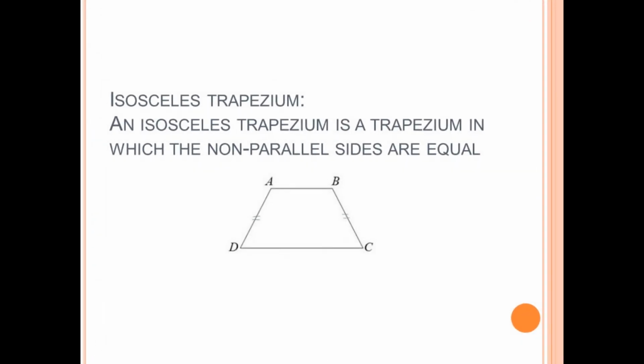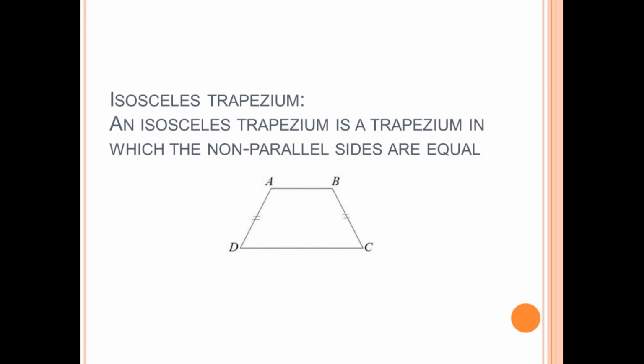Isosceles trapezium. An isosceles trapezium is a trapezium in which the non-parallel sides are equal. What is an isosceles trapezium? An isosceles trapezium is a kind of trapezium. A trapezium is a quadrilateral, and an isosceles trapezium is a trapezium, which means it has four sides. Two sides of an isosceles trapezium are parallel to each other. Two sides of an isosceles trapezium are not parallel to each other, same as a trapezium.